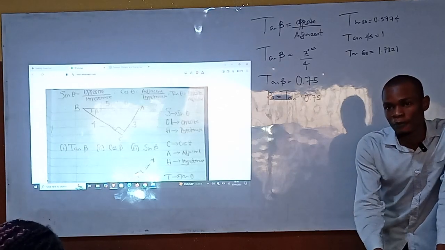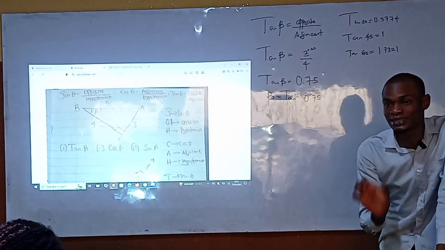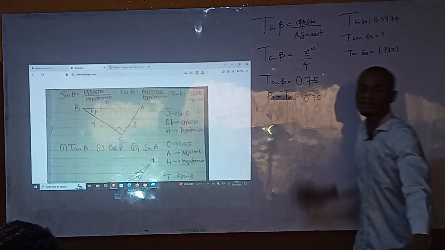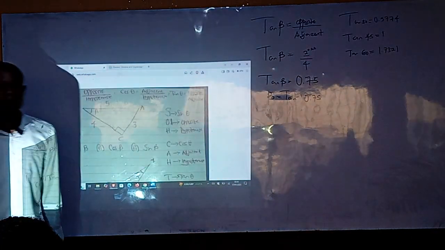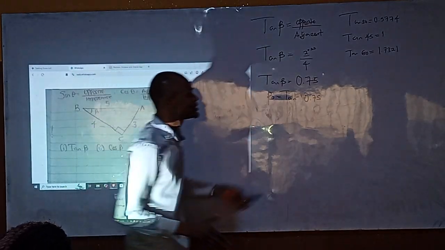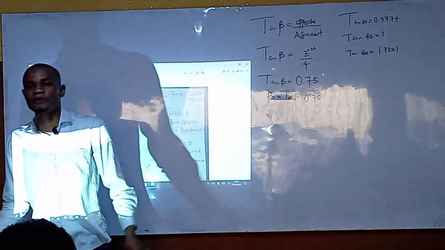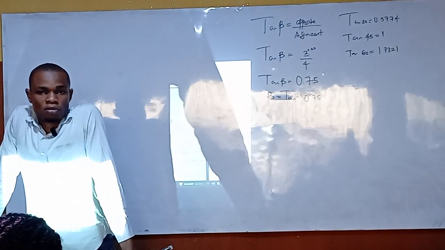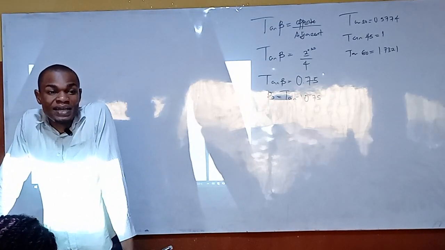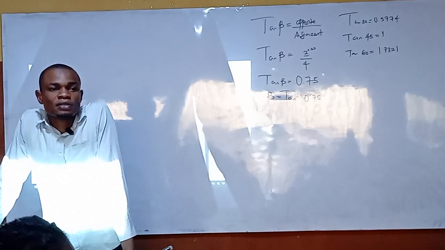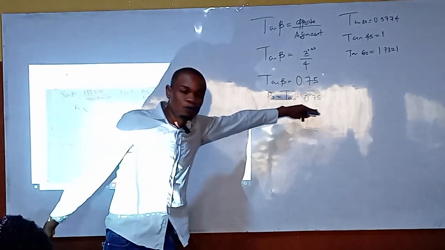If you are writing WAEC, NECO, GCE exams, you press your calculator to give you the exact value. Once you press arctan 0.75 on your calculator, that will be within the range of 30 something to 40. Press shift first, then press tan, then you press 0.75.